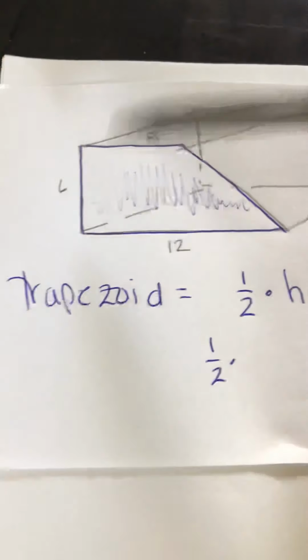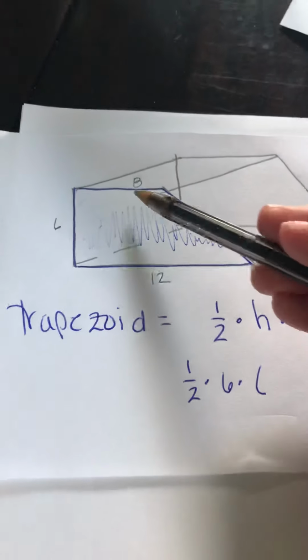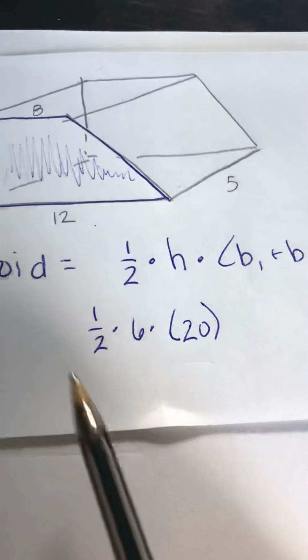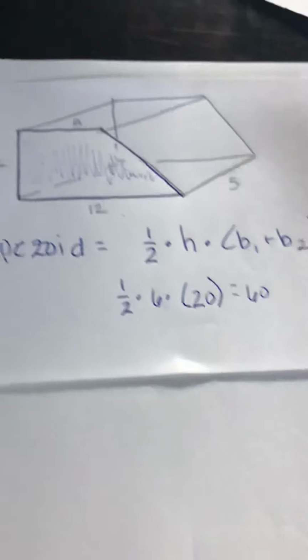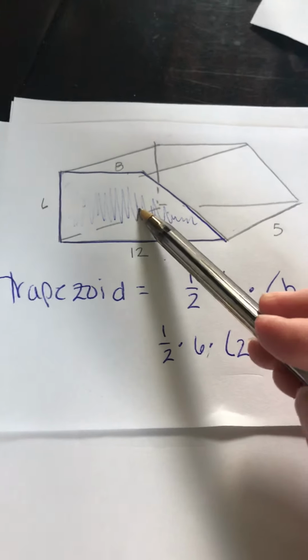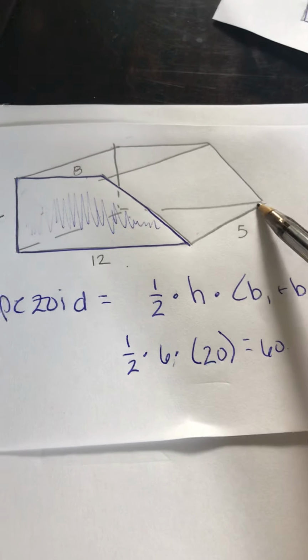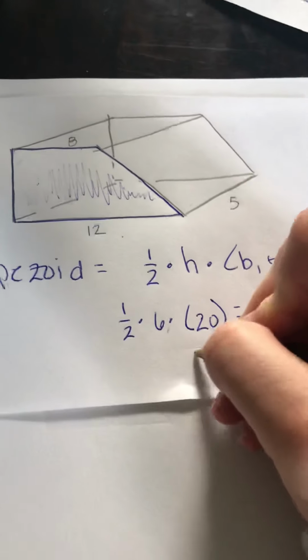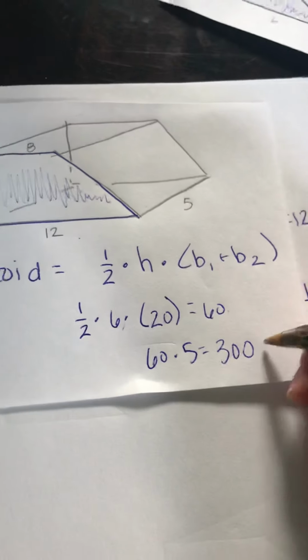1/2 times the height of the trapezoid, which in this case is 6, times the sum of both of your bases of the trapezoid. So 8 plus 12, which is 20. Then 1/2 of 6 is 3, and 3 times 20 is 60. So that's the area of the trapezoid. Then when we multiply 60 by 5, the height of the prism, that's where we get the volume. We add that extra dimension.